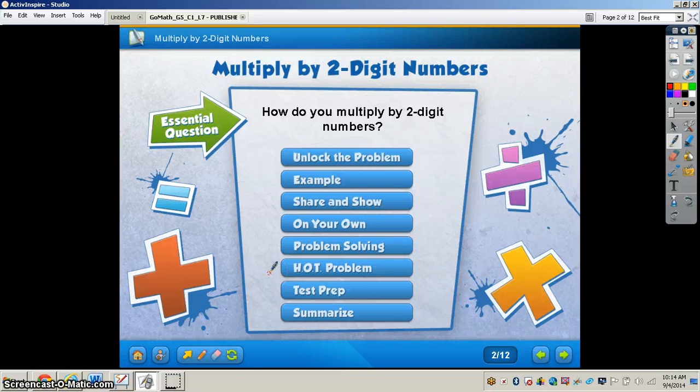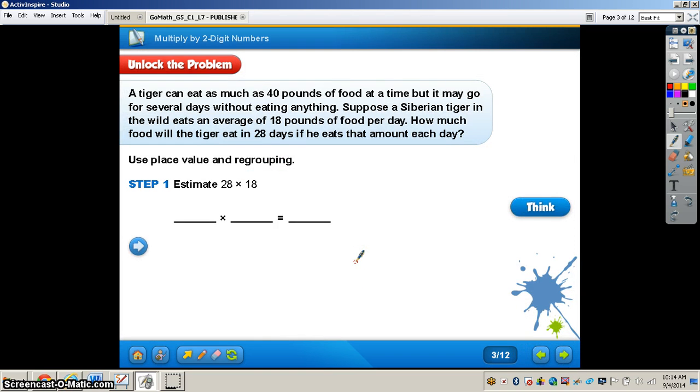In this video, we're going to be taking a look at multiplying by two-digit numbers. The essential question is, how do you multiply by two-digit numbers? Now, it is important to get out your math journal, your Go Math book, and your pencil as we go throughout this video, and turn your Go Math book to page 31.